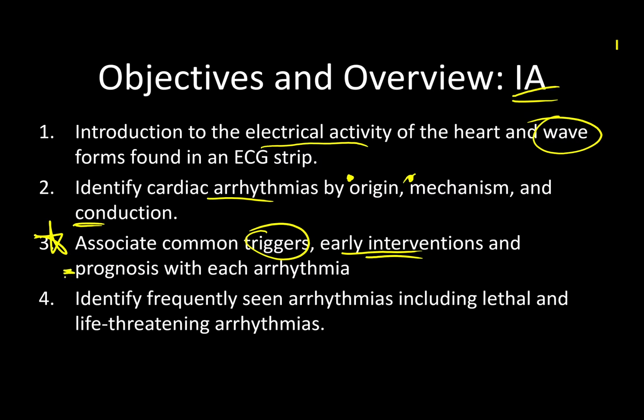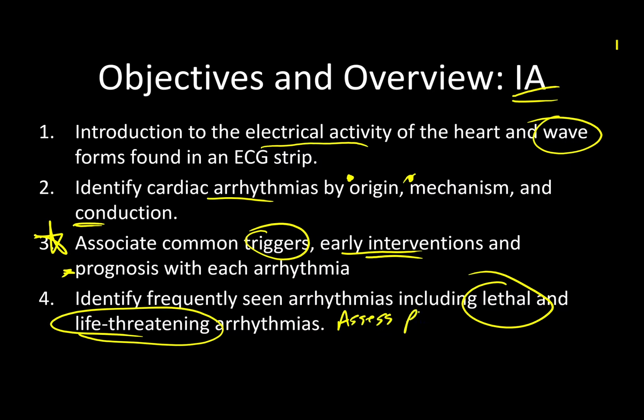And of course, we like to talk about prognosis too, because some arrhythmias really won't hurt you much at all. Other ones might be a pretty big deal. And so we'll focus a lot on number 3. And then last but not least, we've got to talk about those lethal and life-threatening arrhythmias, the ones that you have to be able to act quick on. And I'll tell you right now, it's going to be assessing the patient and your BLS and your ACLS. Those are going to be your big things to keep in mind for that. But we'll learn more as we go.